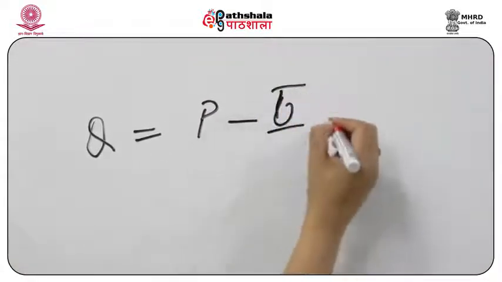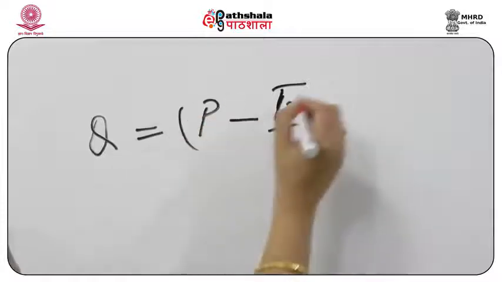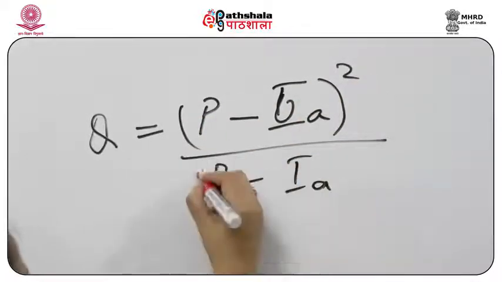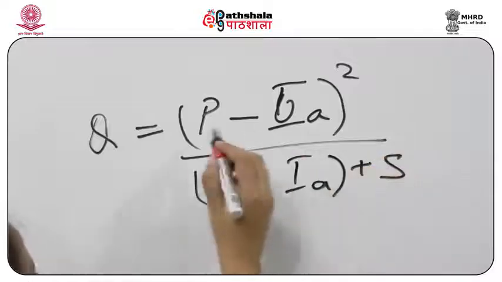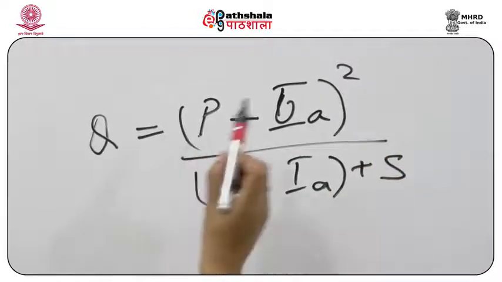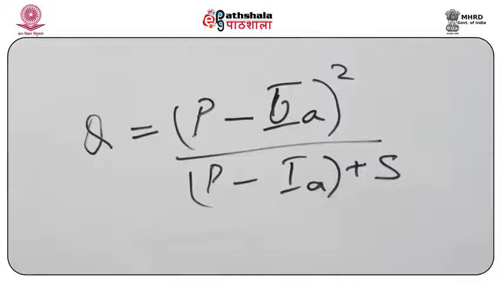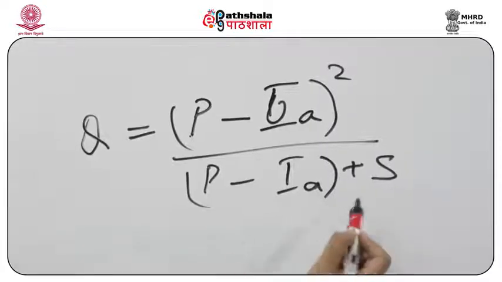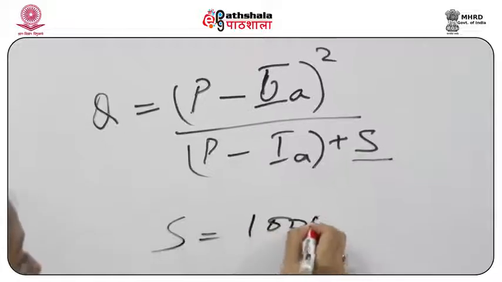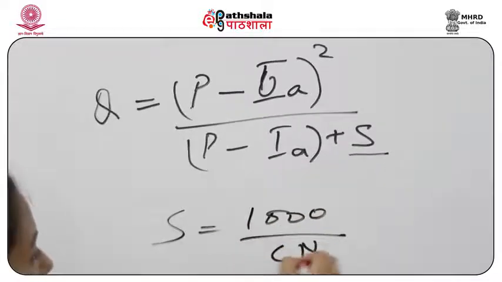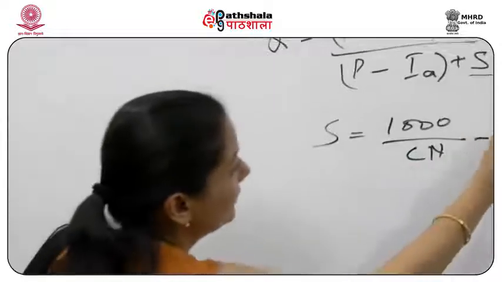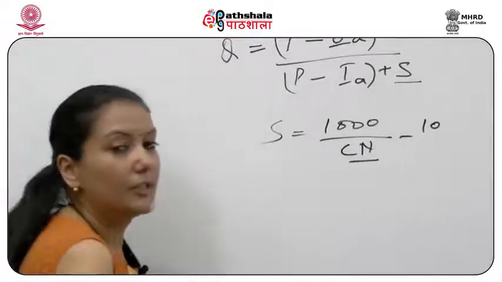Q is P minus IA whole square upon P minus IA plus S. Now P here represents the precipitation at the raster cell we are considering. IA is your initial abstraction for that particular cell. S is a condition which is represented by your curve number, where S is equal to 1000 divided by Cn minus 10. Cn is your curve number.